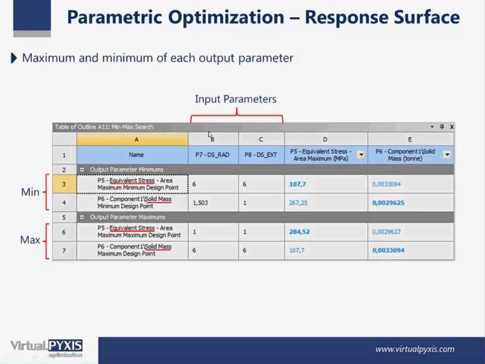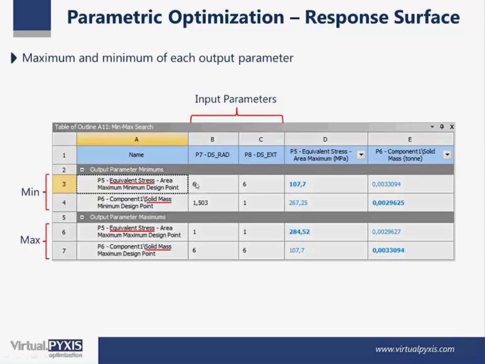And here are some results of this response surface. So this is the processing after the design of experiment. And a nice situation, I will show you 3 or 4 results. The first one is the maximum and minimum of each output parameter. So here you have the minimum of the equivalent stress and the minimum of the solid mass, and the maximum of the equivalent stress and the maximum of the solid mass.